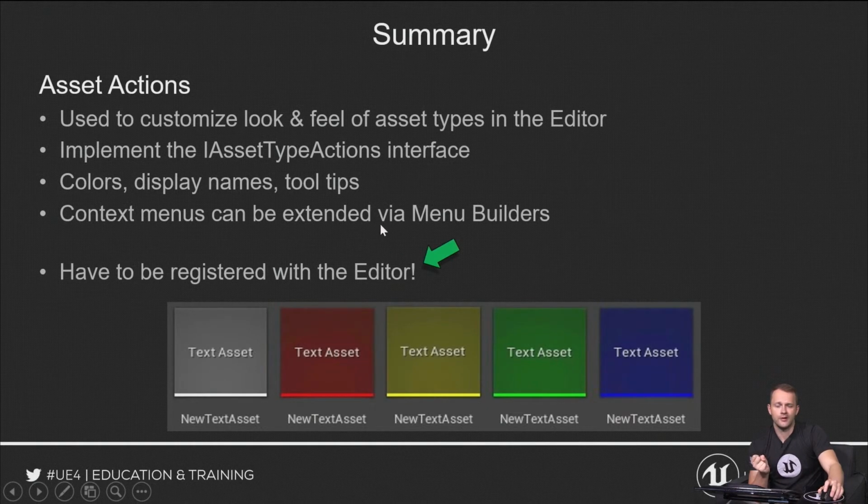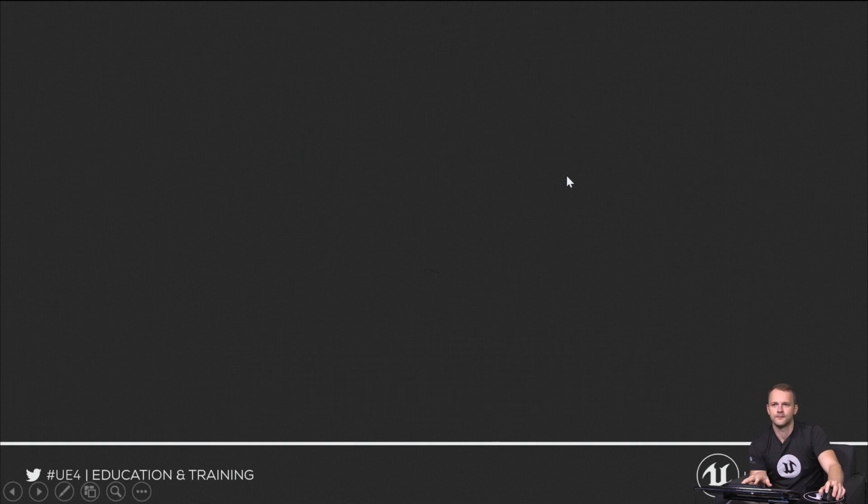Now, if you remember from the previous video where we talked about asset factories and how those factories registered themselves automatically, that's actually not the case with asset type actions. Since those are not UObject derived, they cannot be discovered automatically by the editor. So you actually have to tell the editor that you wish to provide these actions by registering them by hand. And in the next video, we are going to see how exactly that is taking place.